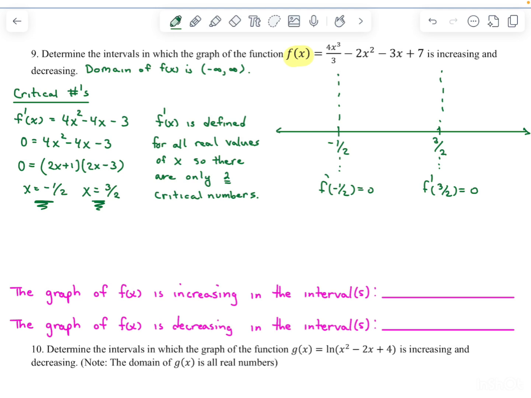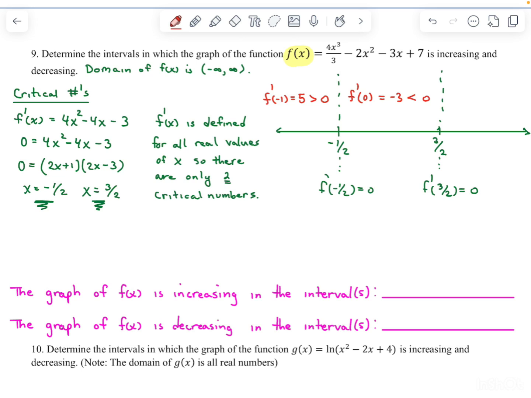I'm going to start with the interval that's less than negative half. I'm going to choose the number negative 1. The derivative at negative 1 is equal to 5. This is clearly greater than 0. Next, I'm going to choose a number between negative 1 half and 3 halves, and 0 works just fine. The derivative at 0 is equal to negative 3, and that is clearly less than 0.